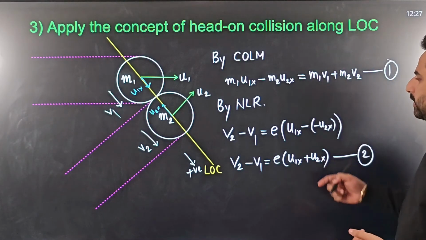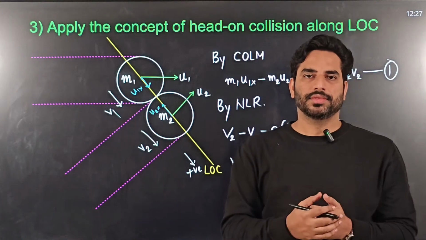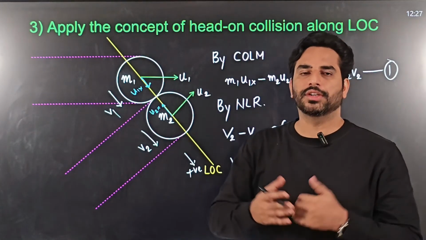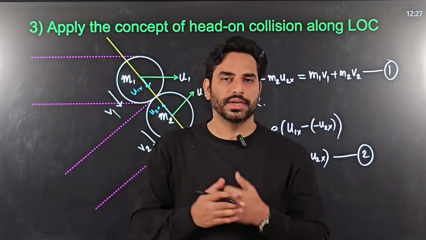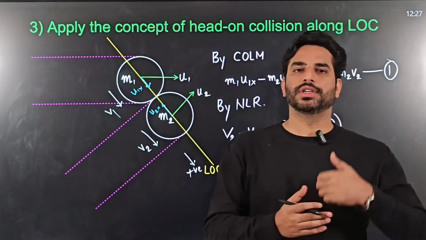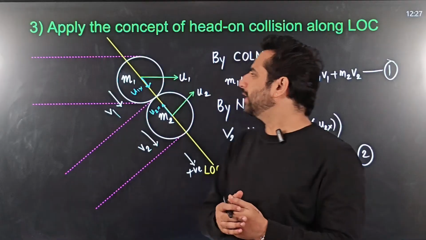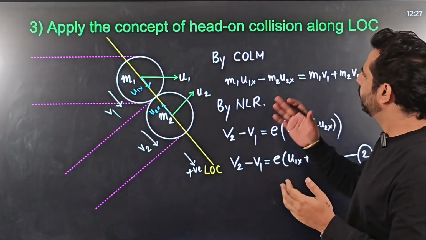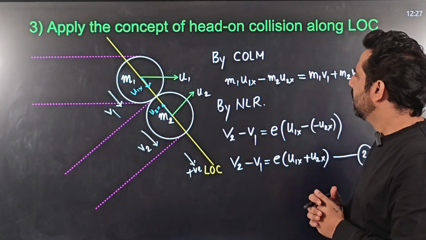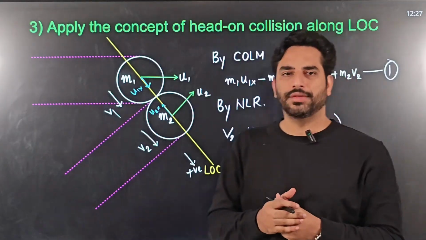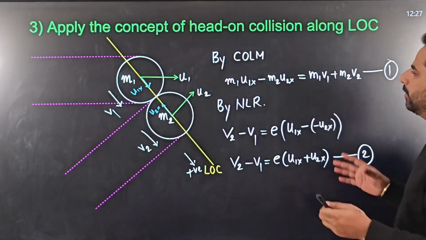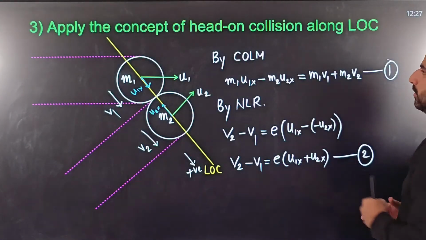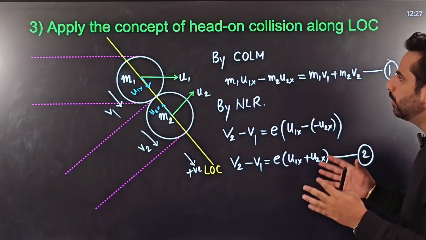So by these two equations, we have two unknowns V1 and V2. Those are the velocity components after collision, and we have two equations to solve them, one by conservation of linear momentum, the other one by Newton's law of restitution. I have explained the concept of head-on collision in another video. I'll give the link of that video in the description, you may check that out. Anyhow, in step 3, what we can find is V1 and V2. But it is not yet over.